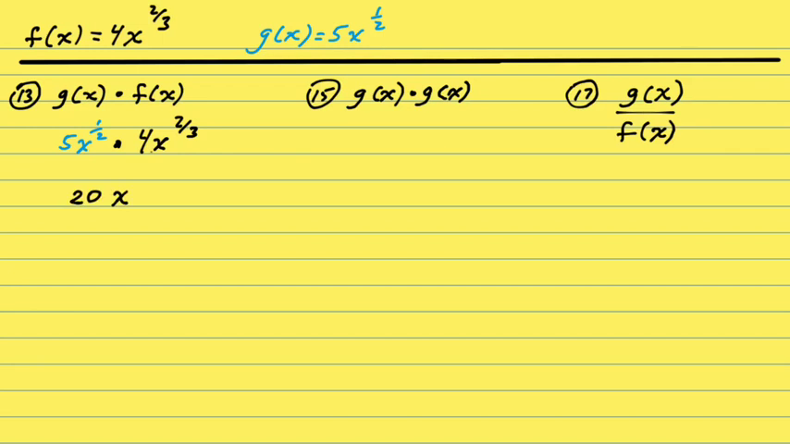And x to the, if you're multiplying like bases, you have to add your exponents. So you have 1/2 plus 2/3. Common denominator might be 6. 3/6 is a half plus 4/6. So that's 20x to the 7/6.